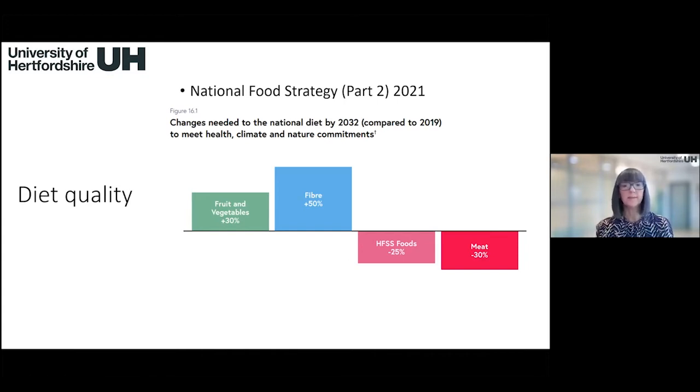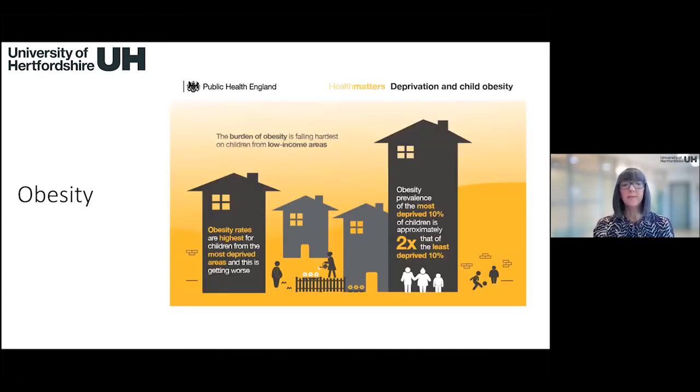Next slide, please. In terms of obesity, the burden of obesity is falling hardest on children in low-income areas across the country. Children living in the poorest areas of England are 4 times more likely than children from the richest areas to be severely obese at the age of 4 or 5 when they start primary school. When they leave primary school, age 11, they're 5 times more likely to be severely obese than their richer peers. And obesity in childhood tracks through to adulthood quite often.